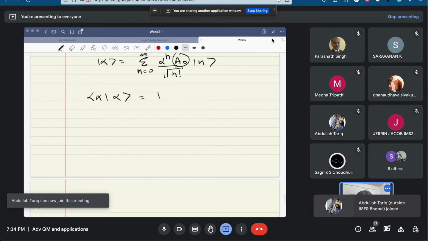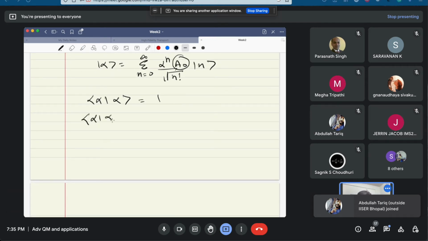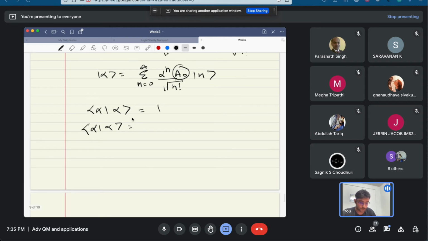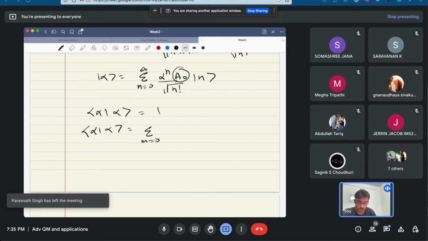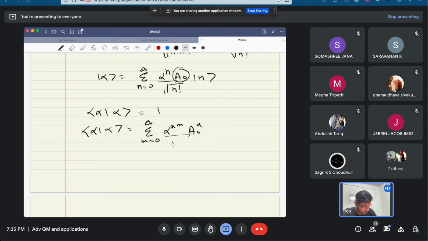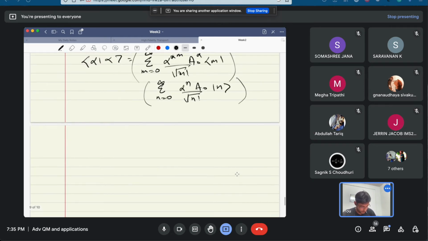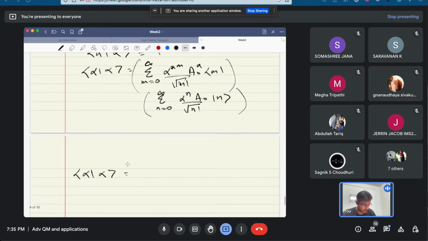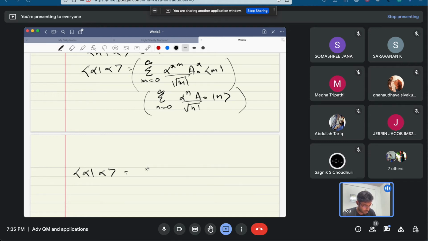Yes, now your LHS, the left hand side, is essentially where we have to take the conjugate. So let's say we use the sum over m equal to 0 to infinity of alpha conjugate m a naught conjugate by root m factorial, and on the right we have the sum over n equal to 0 to infinity of alpha n a naught n by root n factorial. Okay, so now this is straightforward, you just multiply the terms.